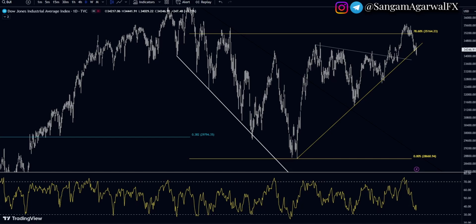Dow Jones Industrial Average, now it is testing this trend line. So if it goes more down below this trend line, then you can sell retracement. But it all depends on SP 500, whether that support zone breaks out or not.